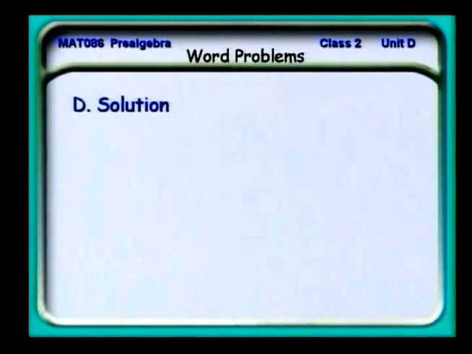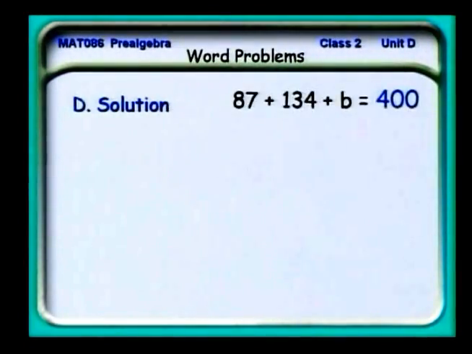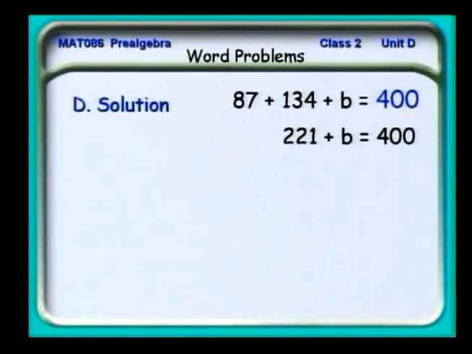Let's work on the solution. We can write this out as an equation, 87 plus 134 plus B equals 400, and we need to solve this equation for B. We can see on the left that the 87 and 134 are just numbers, so we might as well add those numbers together to get 221 plus B equals 400.